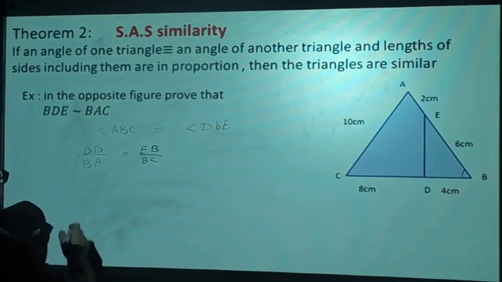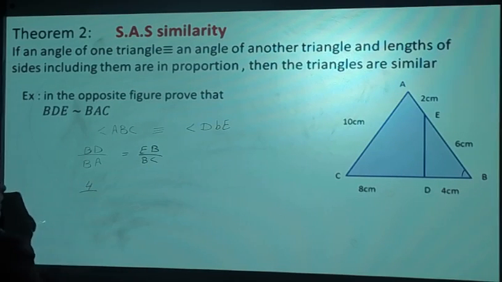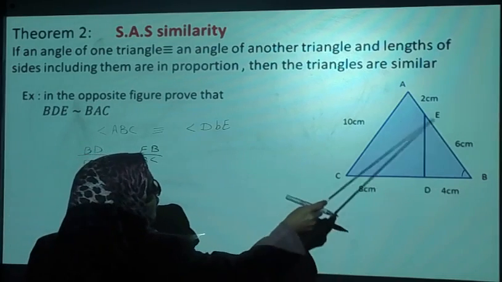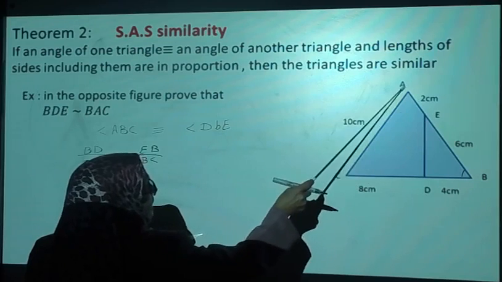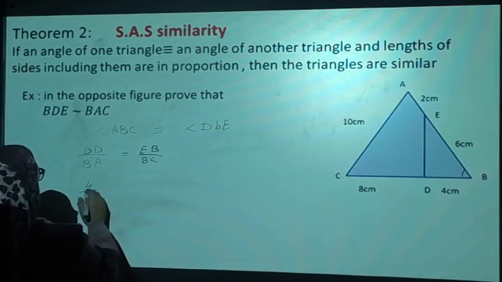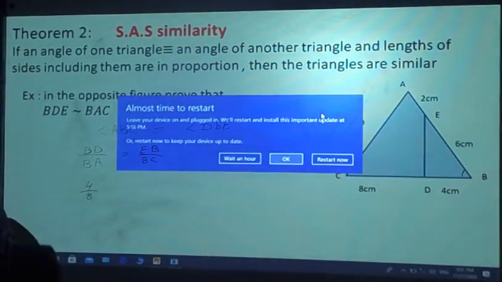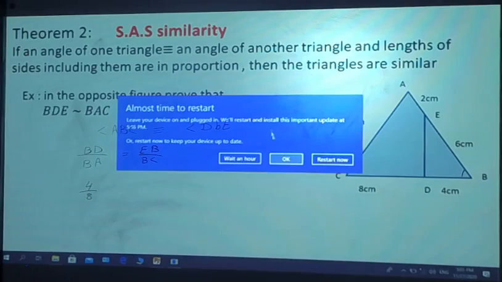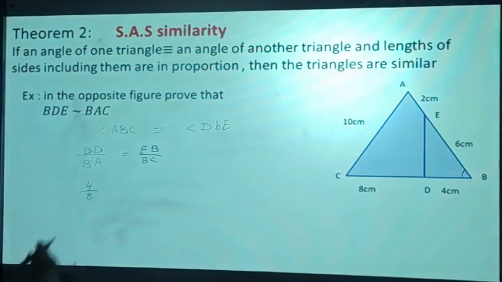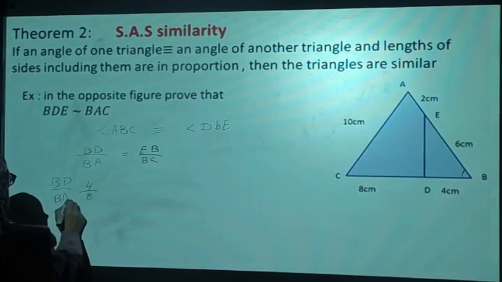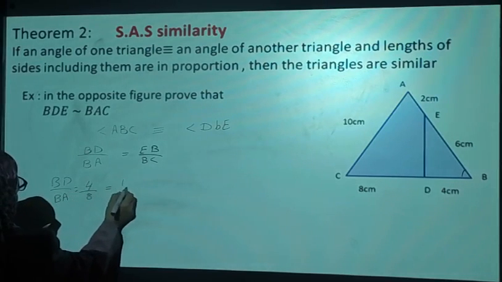Now, let's start with BD. BD equals 4 centimeters. And what about BA? BA is this side. So it is equal to 6 plus 2, which equals 8. Now, the first ratio, BD over BA, is 4 over 8, which is half.